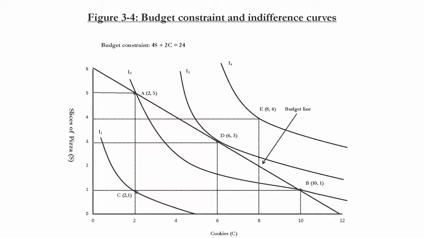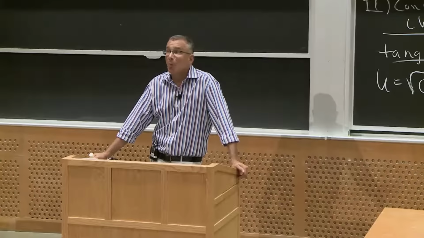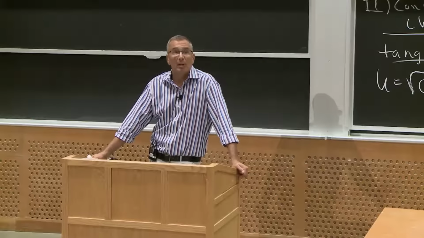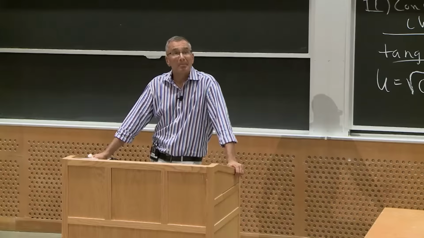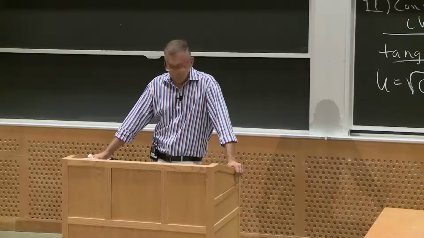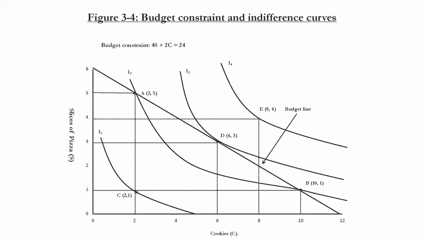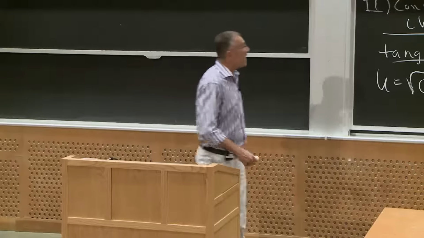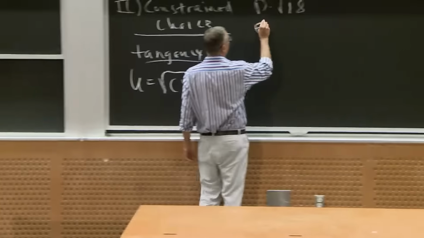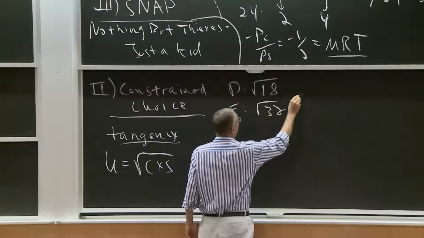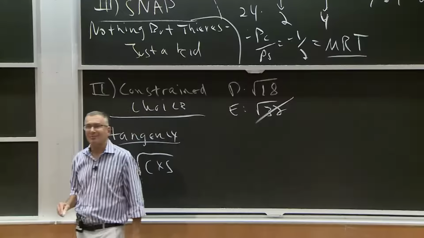So, for example, take point E. What would our utility be at point E? And why can't we have it? Someone raise their hand and tell me. Point E, square root of 32, right? Exactly. So point E, square root of 32, you're happier, but you can't afford it.